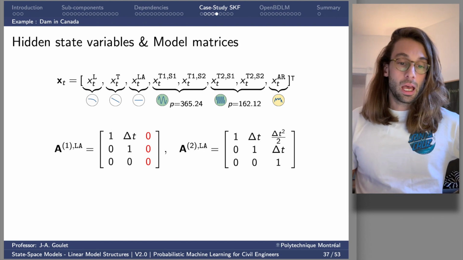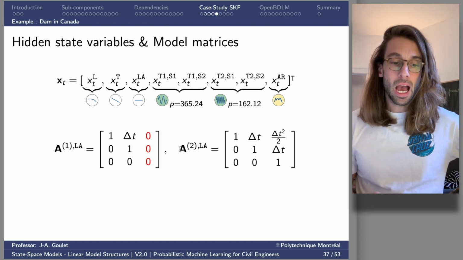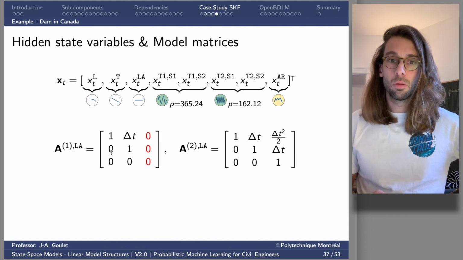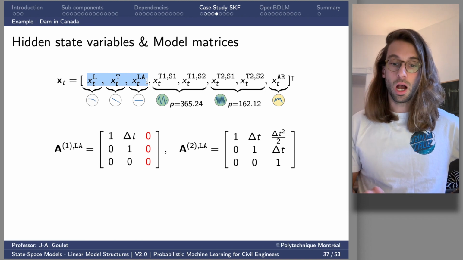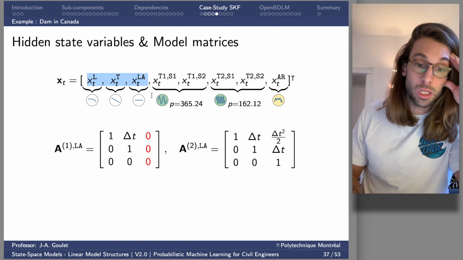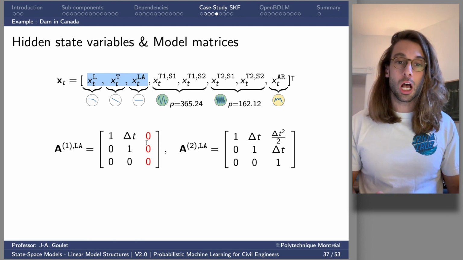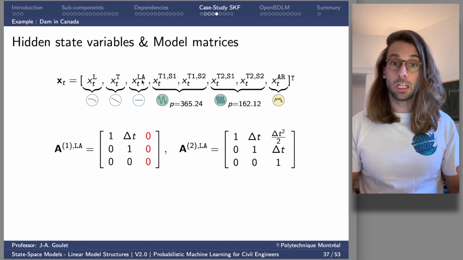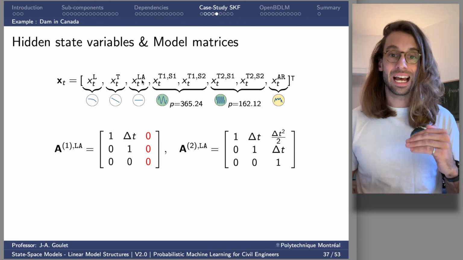For my model, the only specificity that we haven't covered before is that I need two different model matrices, notably for my local acceleration. Why? Because for my first model, we set the hidden state associated with the acceleration to 0. We do this by putting my third column to 0. It means that the local acceleration is always there, but it's forced to be 0 at any time step.